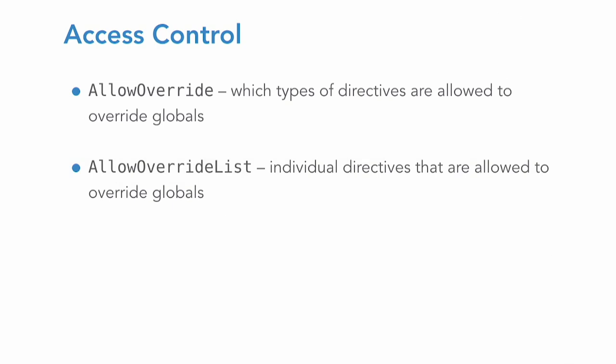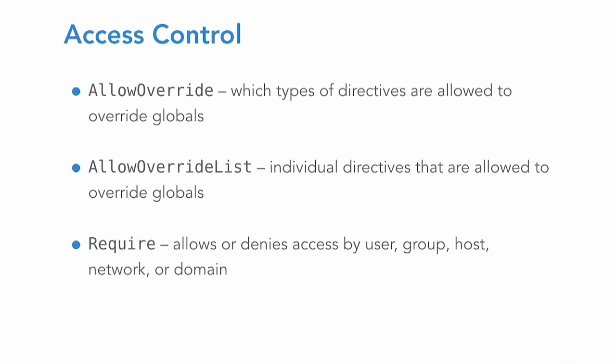Allow override list is a lot like allow override, but specifies individual directives that are allowed to override globals. For access control, we can use require, which allows or denies access by user, group, host, network, or domain. If you'd like to look up all Apache 2.4 directives, visit the Apache website.